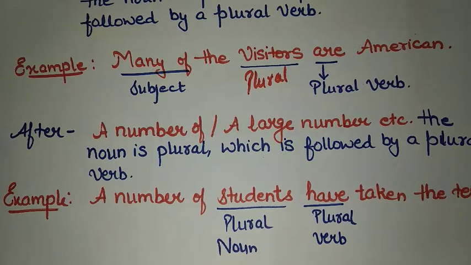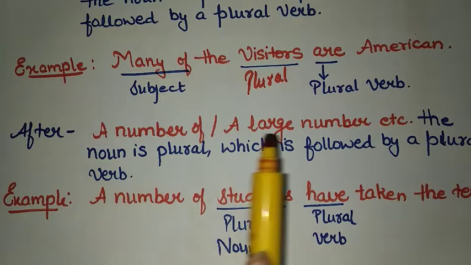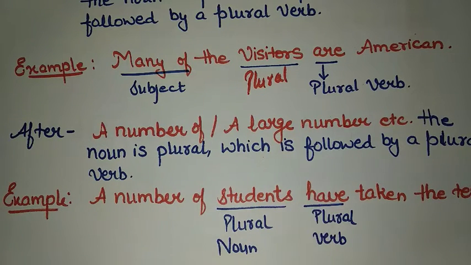A very similar rule, rule number 4 for today, is, after words like a number of, a large number, etc., the noun is a plural because they are representing a plural noun or pronoun, which is of course followed by a plural verb. So, the example says, a number of students have taken the test, because students we are talking about, and students means we are talking about plural, that is a plural noun. So, I have to use have here, that is a plural verb.